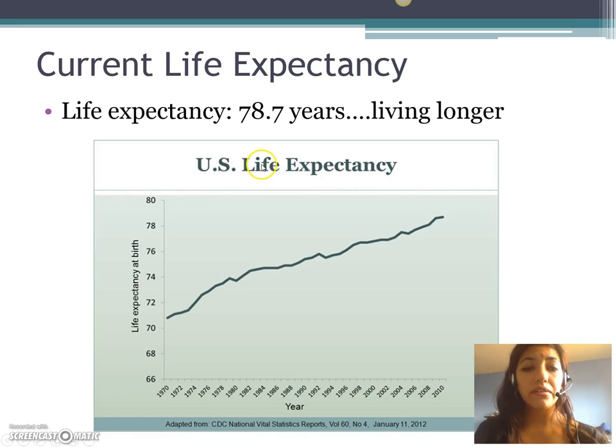And again, our current life expectancy is 78.7, so we are living longer. We're creeping up to 80. We're going to approach 80 very soon. Clearly, it's gone up from the 70s, as you can see. This is from the last census, and it's gone slightly up since then. So yes, we are expecting to live longer. The question is why?